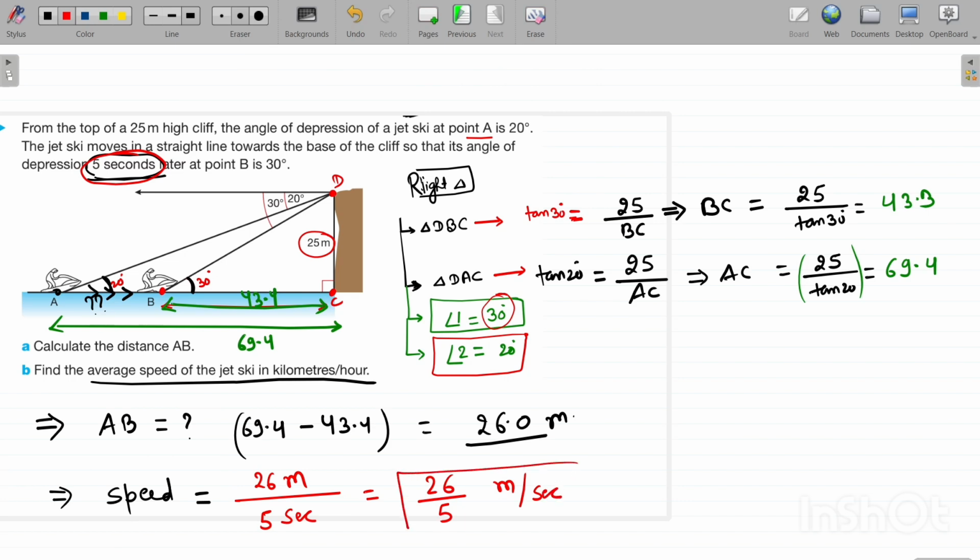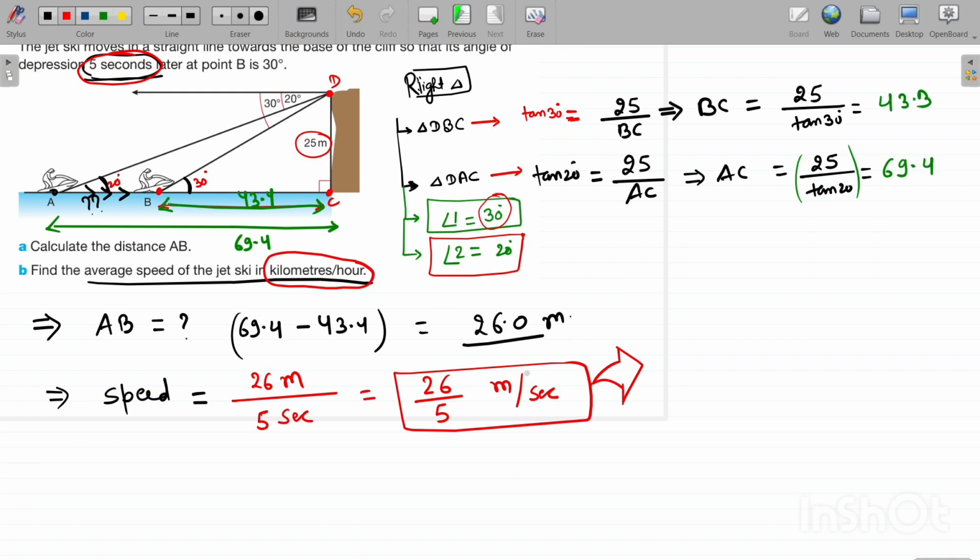But Abdullah, is it your final answer? Is it your final answer, Abdullah? But no. Okay. So we have to change the unit into kilometer per hour. Yes, Abdullah, can you try? Can you discuss how we can change the unit from meter per second to kilometer per hour?